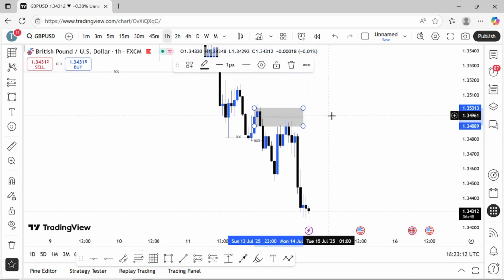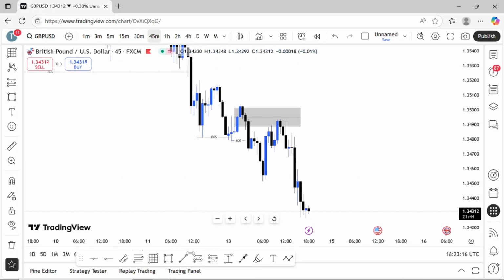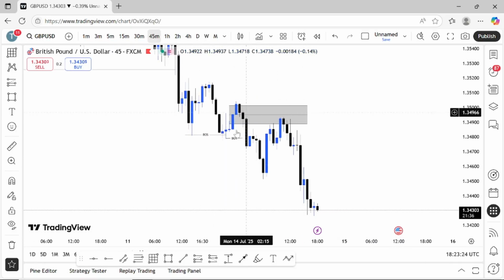So what will you do? You will go to the 45 minutes time frame. You can see how we are adjusting time frames. This is how top down analysis is done. Right now, if you check, this is the information that we're having right here. So keep on refining it.